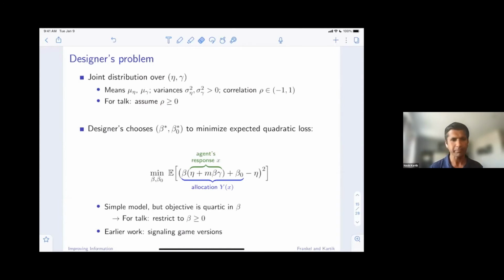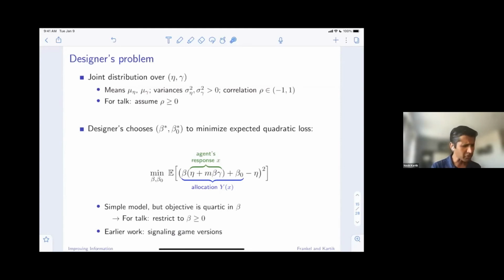The designer, therefore, is going to choose parameters beta star and beta star naught. This is going to give her the linear policy in order to minimize her expected quadratic loss, right? Minimize her welfare loss. And we can write this explicitly as this minimization problem over here, which is simply: you want to get your allocation as close as possible to the agent's natural action. The allocation is given by this linear policy, and I've plugged in here that the agent's response takes the linear form that I mentioned on the previous slide.